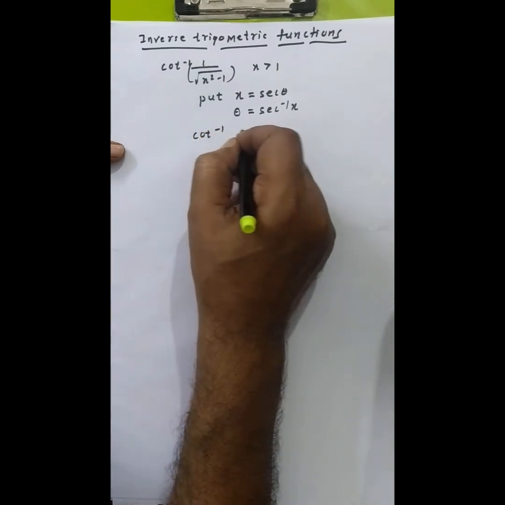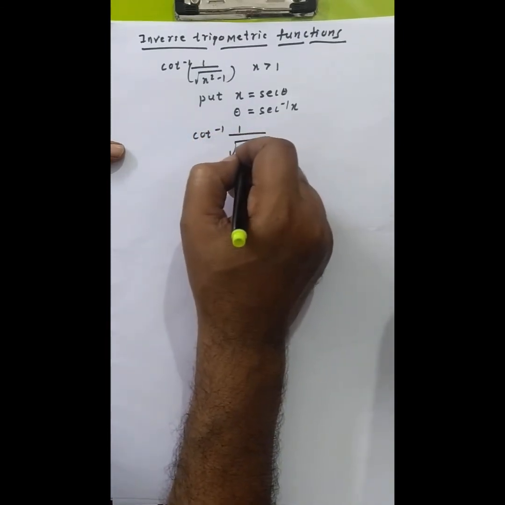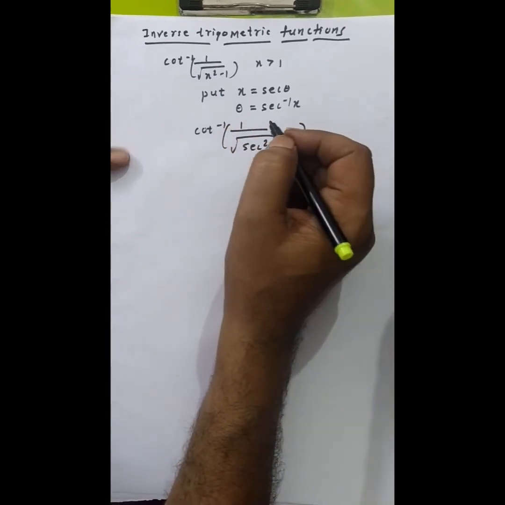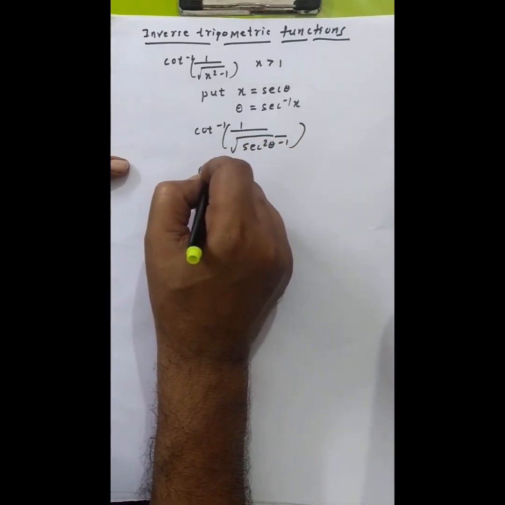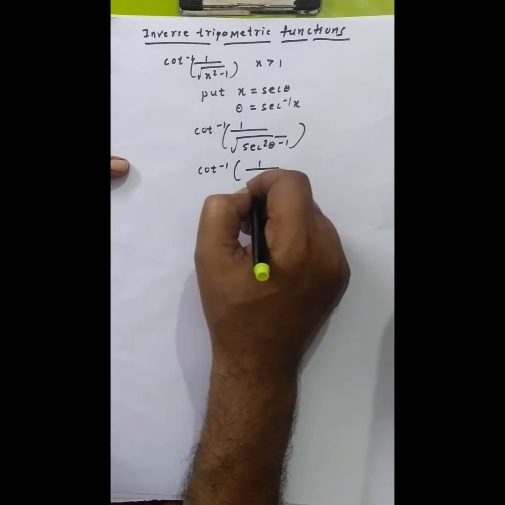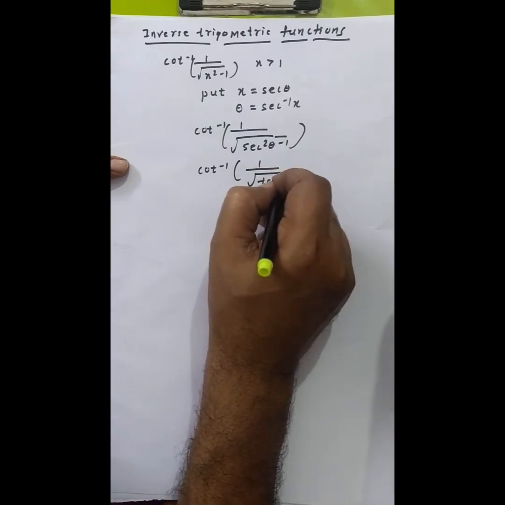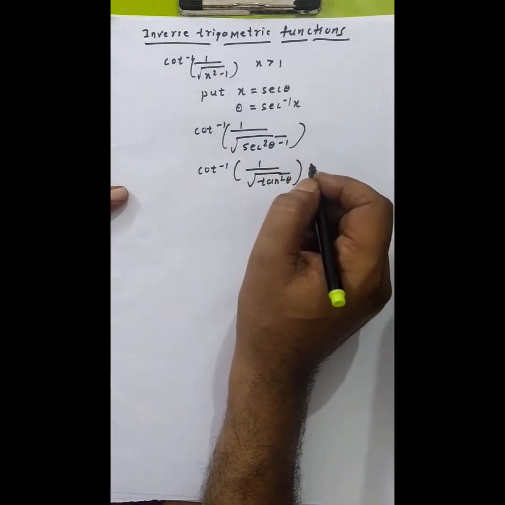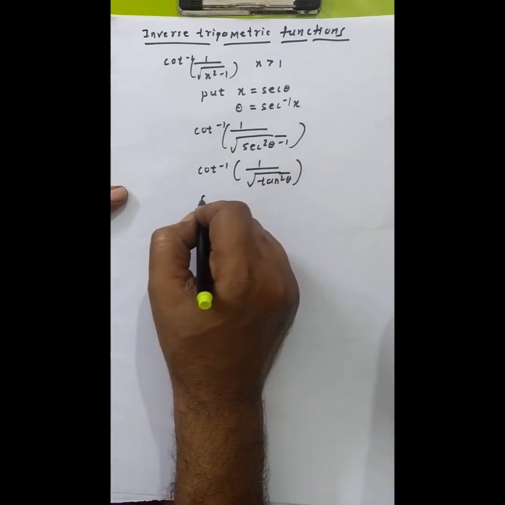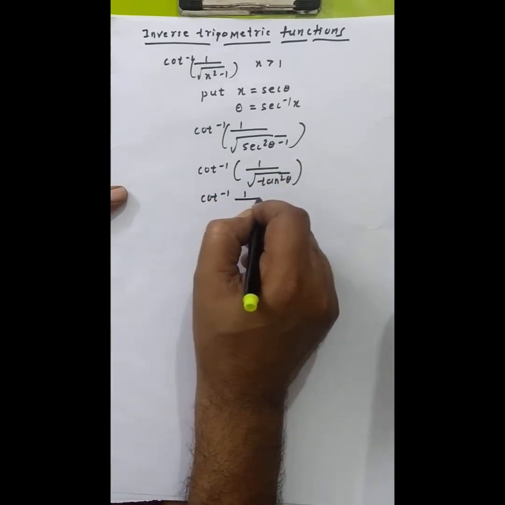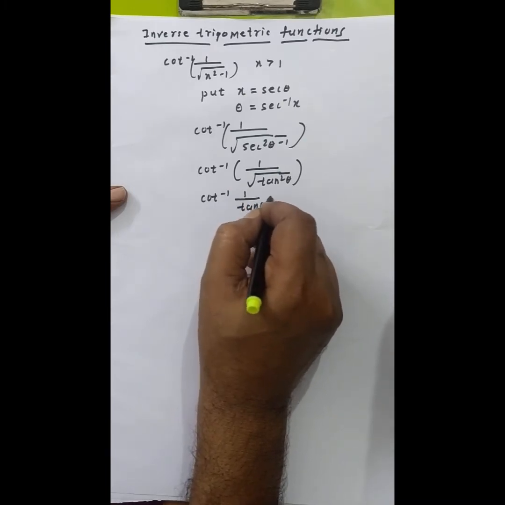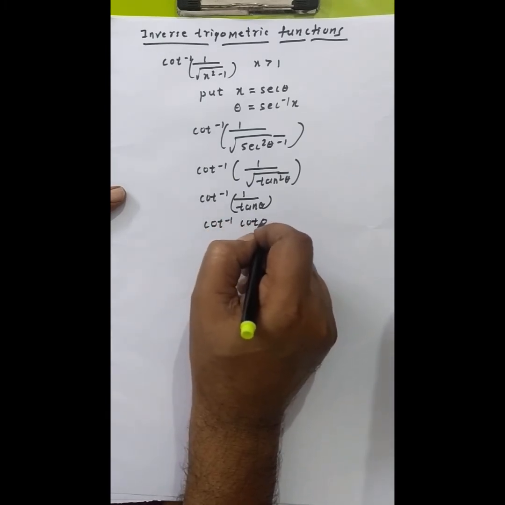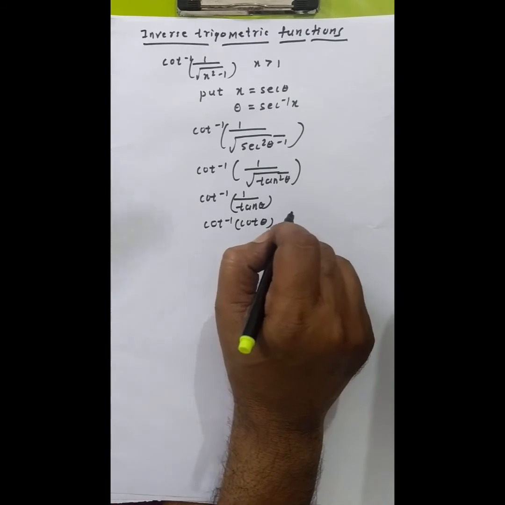Cot inverse of 1 divided by root of sec square theta minus 1. This will be cot inverse of 1 divided by root of tan square theta, because sec square theta minus 1 is tan square theta. Sec square is equal to 1 plus tan square. Sec square minus 1 will be tan square. So this will be cot inverse of 1 divided by root of tan square theta, which is tan theta. Now what is 1 by tan theta? Cot inverse of cot theta.